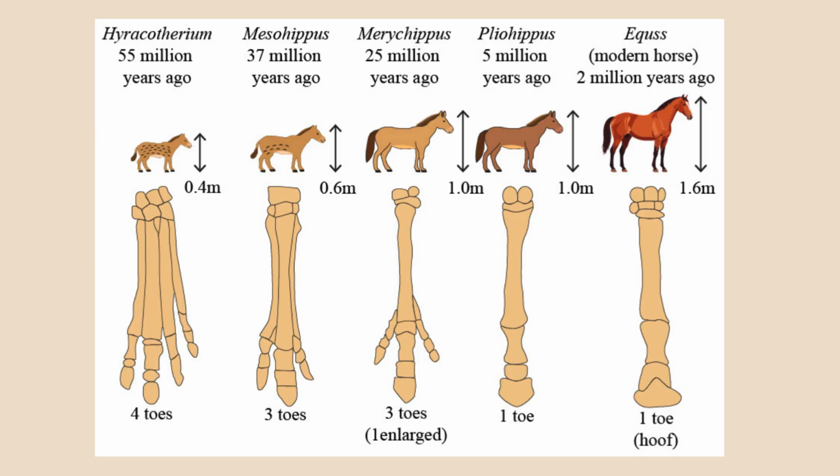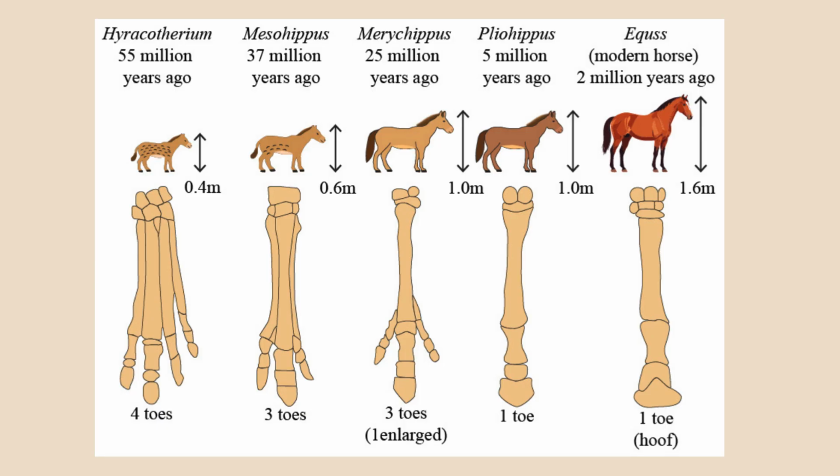The horse is an organism which has a virtually complete fossil record. There are very few organisms like this. And if we look at how the horse has evolved over time, we can see it started with 4 toes, then down to 3 toes, 3 toes with 1 enlarged, then a single toe, and then a single toe which formed a hoof. And we can also see that the horse grew over time from 0.4 meters up to 1.6 meters.